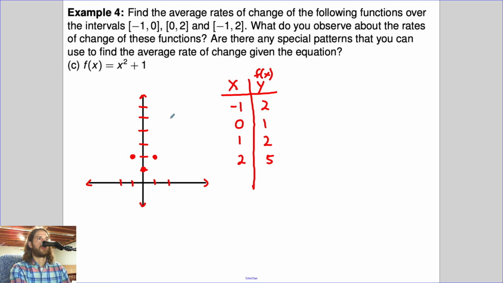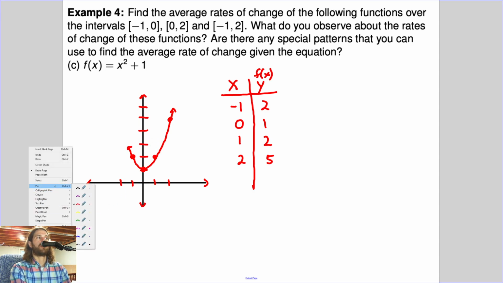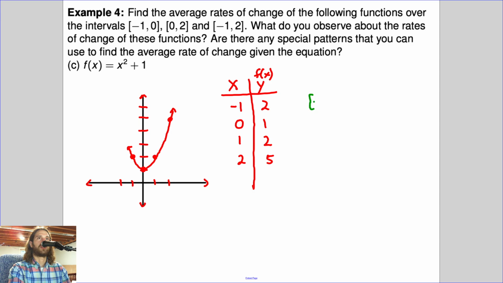All right, this is a parabola. This is something that is curved. It actually travels like this if we were to plug in a bunch of other points. And we have not graphed everything here. This continues up and this continues up. But it's asking us to find the average rate of change. If I ask you to do that for a function, it's actually not too bad. So the first one, we're going to find the average rate of change from -1 to 0.